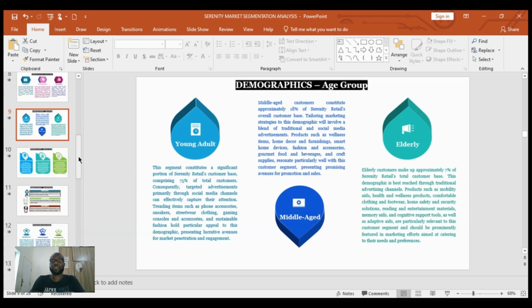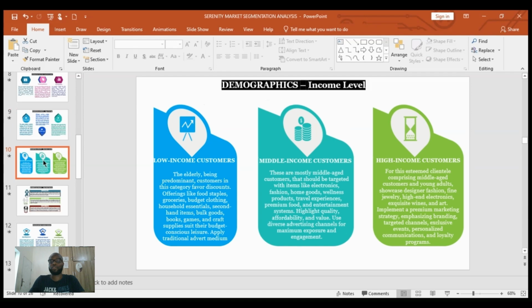We've also identified the 18% middle-aged category of Serenity Retail Store customers and the products that they prefer and their preferred channel of advertisement. We also identified the elderly that form about 7%, and the products they prefer and their preferred channel of advert as well. We didn't just stop there.